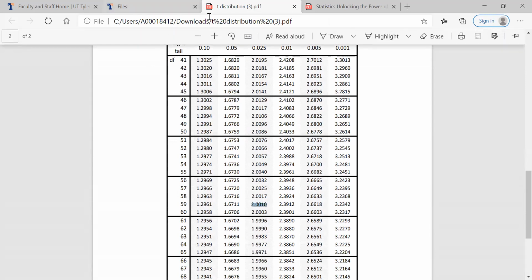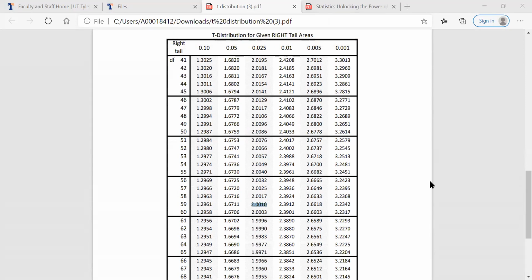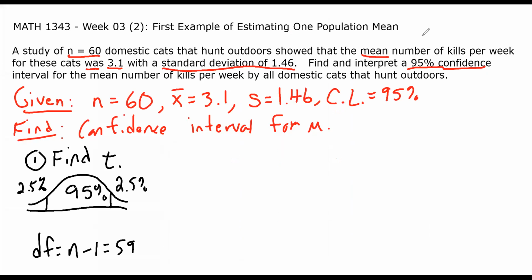2.001. Write that here. 2.0010. And of course the other one is negative, but we only really need one of them. Let's draw a line separating step 1 from step 2. And now let's go to step 2.